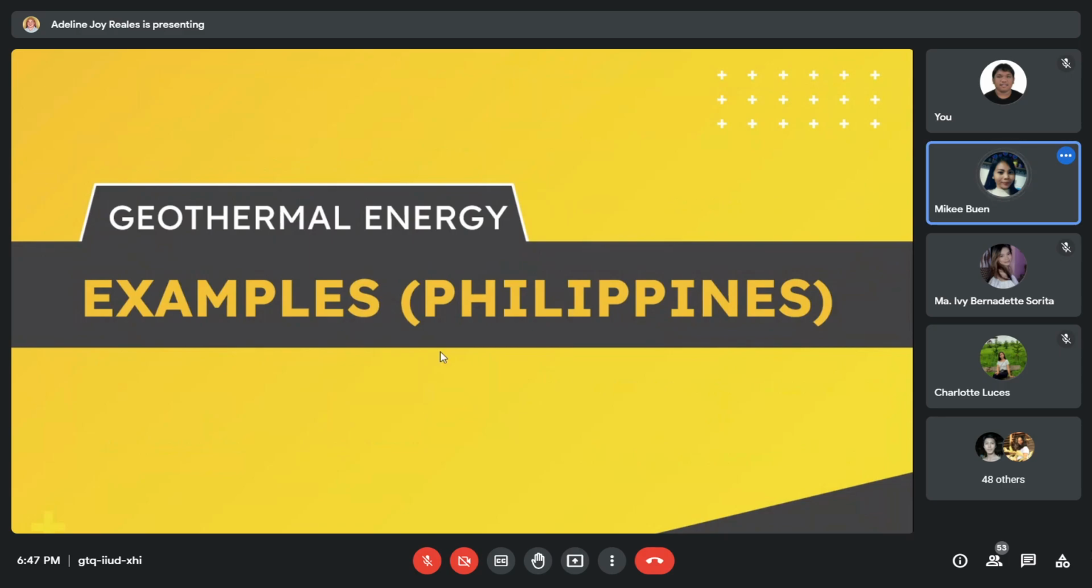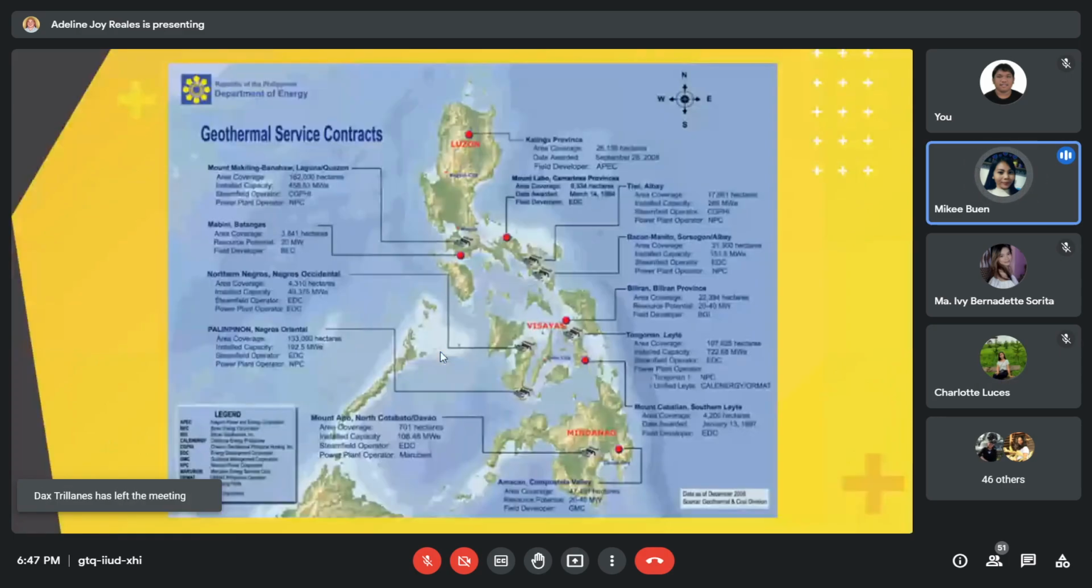So geothermal in the Philippines. Since the Philippines is located within the Pacific Ring of Fire, this implies that it is prone to intensive volcanic activity and earthquakes. There are 53 active volcanoes in the Philippines, and the Philippines is the world's second largest producer of geothermal energy for power generation. In fact, it is home to 3 of the top 10 biggest geothermal power plants in the world.